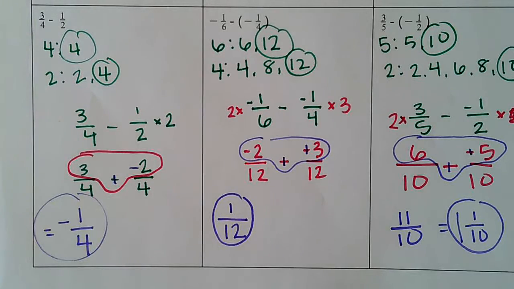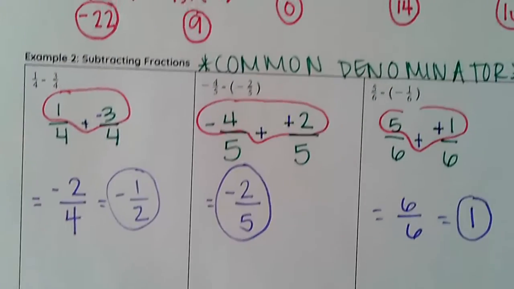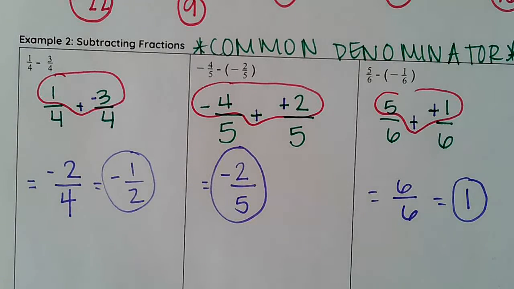So when we are subtracting positive and negative fractions, we want to make sure that we do have a common denominator, and we can fly through the rest. We subtract or add only the numerators. The denominator will stay the same. And then don't forget those subtracting integer rules.